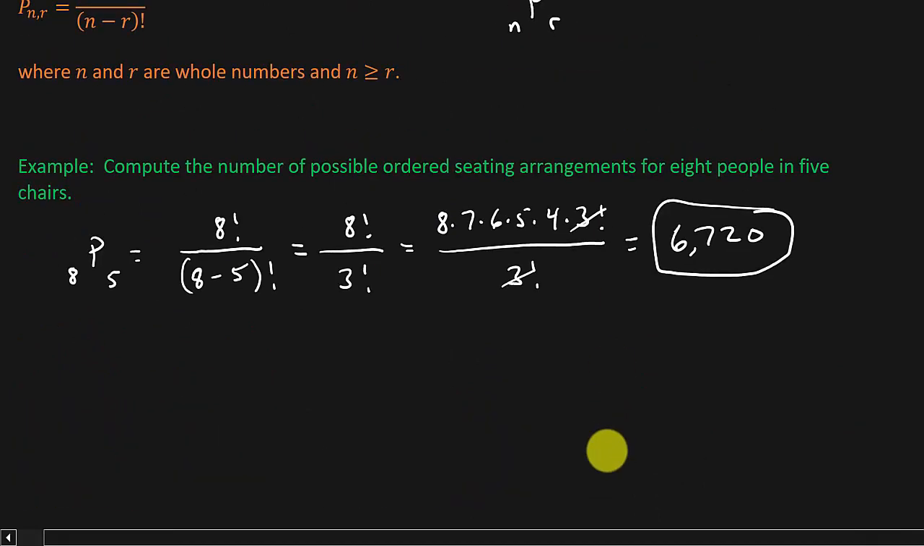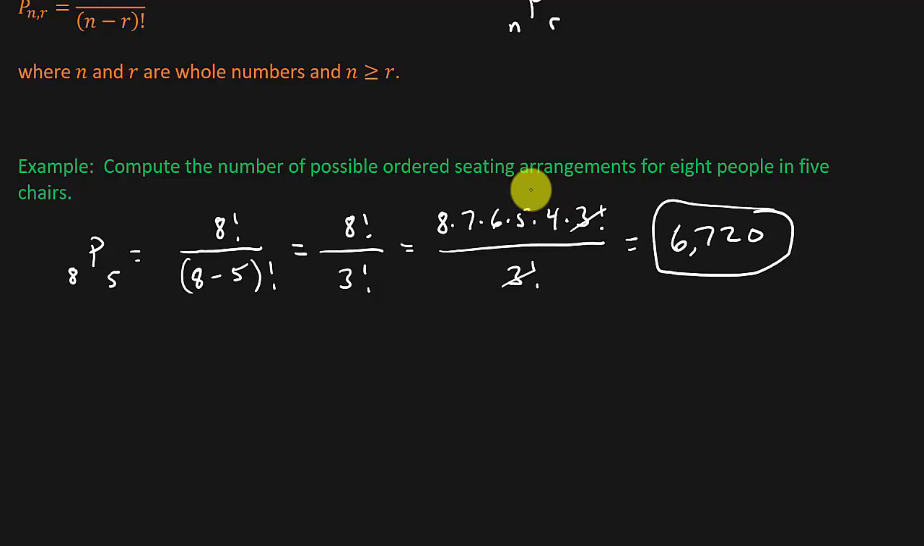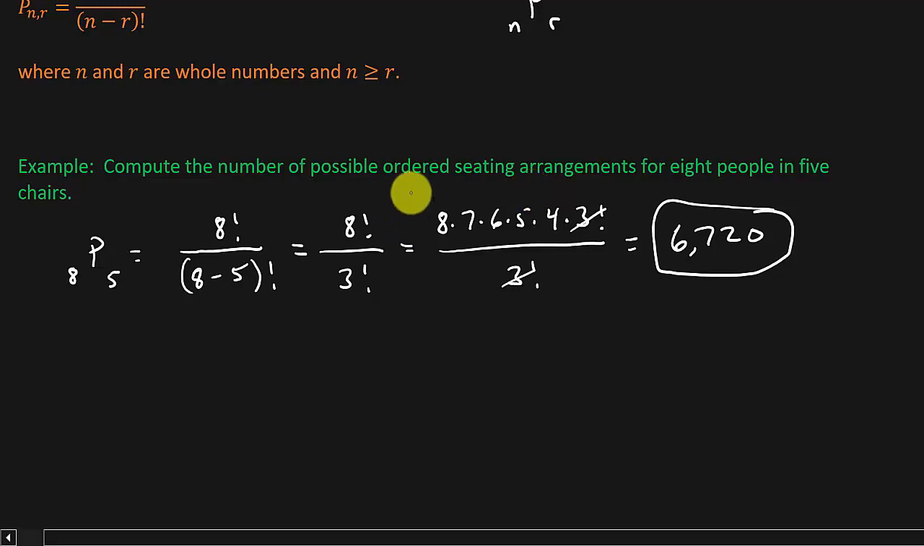So let's look at the difference between the two. With permutation, the order makes a difference. With combinations, the order does not make a difference. Notice it says here, compute the number of possible ordered seating arrangements. So that has something to do with why it's a permutation, but it's not always going to tell you ordered in the problem.